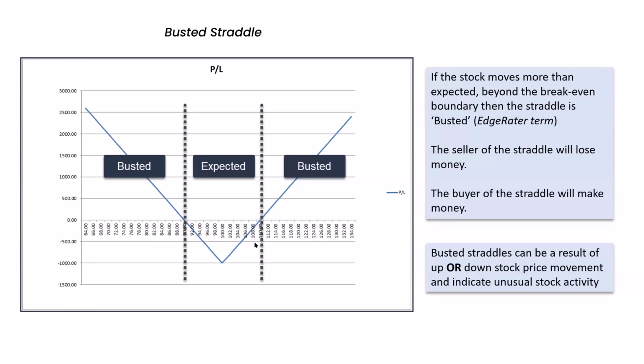So here's the chart again on the long side. The break-even points are the dotted lines here. Expectations, the movement of the stock is between these two lines. That's the expected move. Anything beyond there, the straddle has been busted. If the straddle is busted, the longs are making money, the retail traders are making money. If price stays in the expected range, the professionals are making money. And so that's the basic terminology and the idea behind straddle busting.